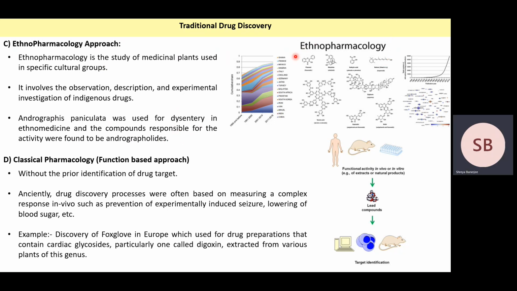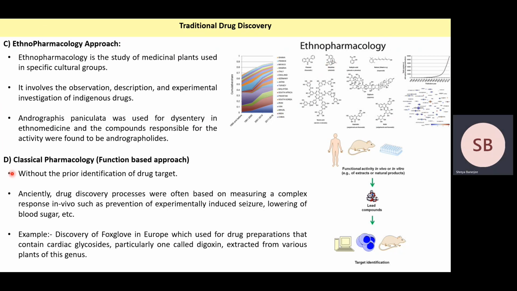So in ethnopharmacology, what happens is that the history and culture of a particular civilization gives information about the kinds of medicinal plants used by that civilization. And from those medicinal plants, the particular compounds responsible for the medicinal activity can be isolated and then tested.